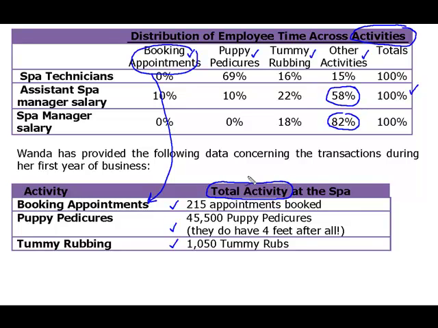And now what I'm going to end up doing is taking that salary base that I had up on the first screen, and I'm going to allocate it according to what percentage of time they actually spend doing these various activities, and then allocate it per activity. And to do that, I'm going to use Excel because it is so darn good at math.